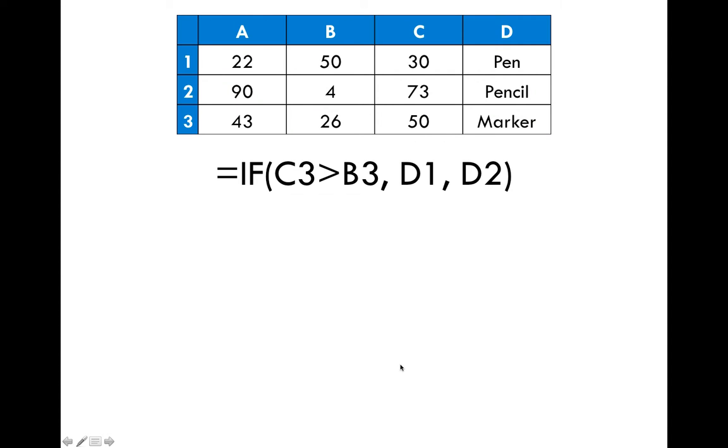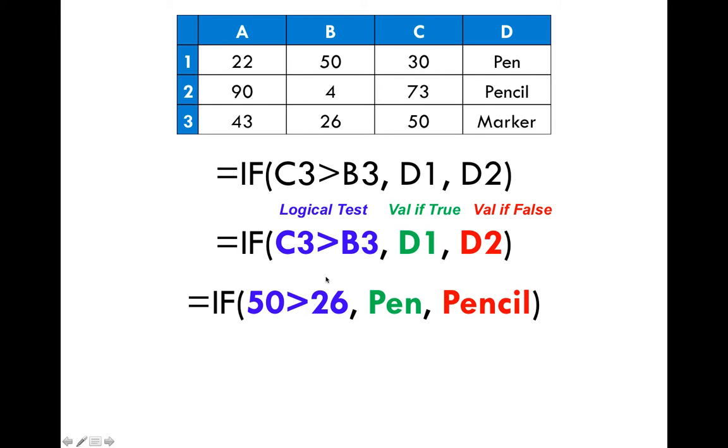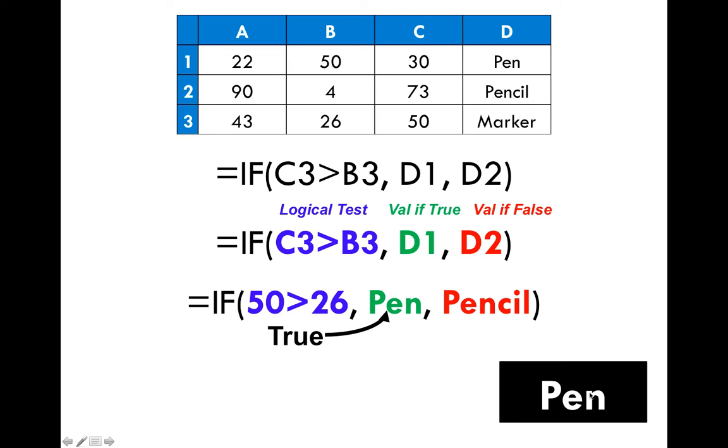Another example. If C3 is greater than B3, right? So if C3, 50, is greater than B3, 26. Is C3 greater than B3? Is 50 greater than 26? Yes, it is. So that's true. So what I want you to do is go and get me the value from D1. D1 says pen. It will actually do what it says in the second argument, so it would display pen in the cell. Hopefully you're seeing the pattern here. Make this comparison. If this comparison is true, do what it says in the second argument. If it's false, do what it says in the third.